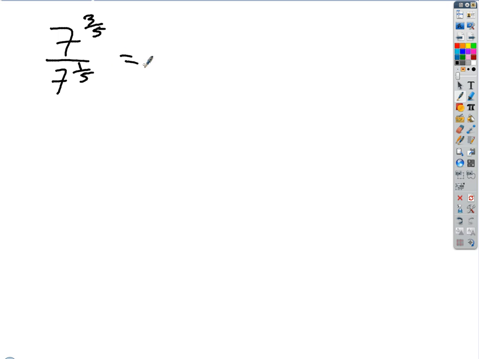So what if we have 7 to the... What about that one? That'd be 1. Okay, what's the property that applies here? The bases are the same. Bases are the same. If I divide like bases, I subtract exponents. Okay, so 3 minus 1. Yeah, so that's 7 to the 3/5 minus 1/5, which is what? 7 to the 2/5.